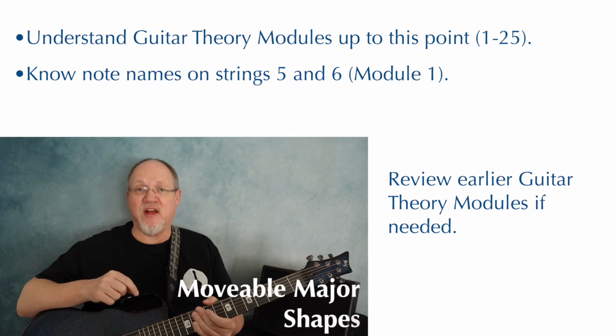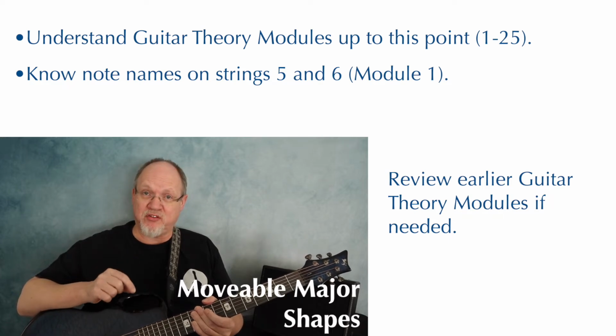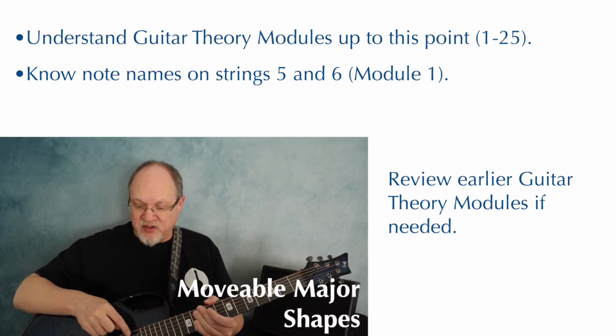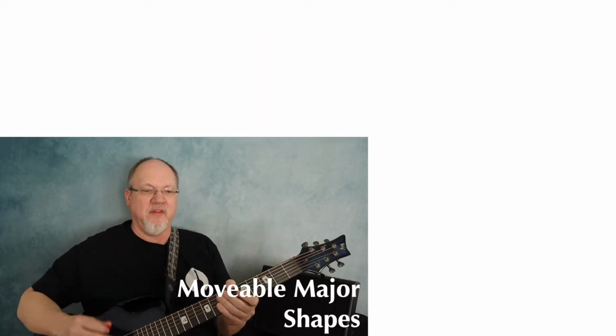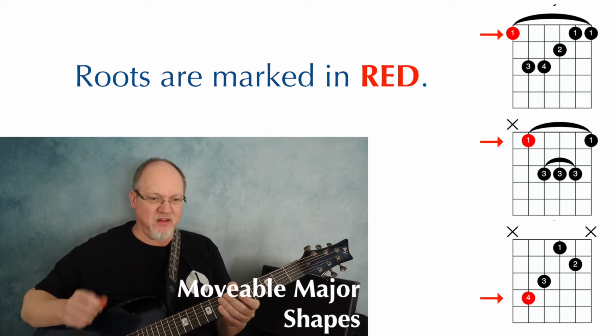For this lesson to make sense, you're going to need to understand the theory modules up to this point and know the names of your notes on strings 5 and 6 like we learned in Module 1. These are the chord shapes we're going to be using in this lesson.